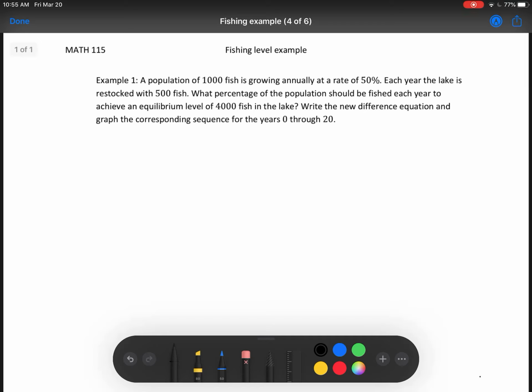All right, so the first thing that we should do, recall that our n is equal to the number of years, and our x sub n is the fish population. We have x sub 0 equals 1,000, and then x sub n plus 1, that's the fish population next year, is going to be equal to, so we start with the growth rate. Since the growth rate is 50% of the population, we write that as 1.5 x sub n. And then we know that there's going to be some fishing involved.